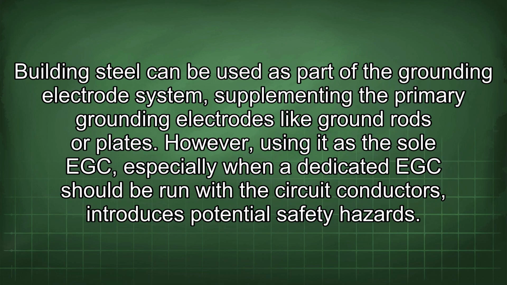Building steel can be used as part of the grounding electrode system, supplementing the primary grounding electrodes like ground rods or plates. However, using it as the sole EGC, especially when a dedicated EGC should be run with the circuit conductors, introduces potential safety hazards.